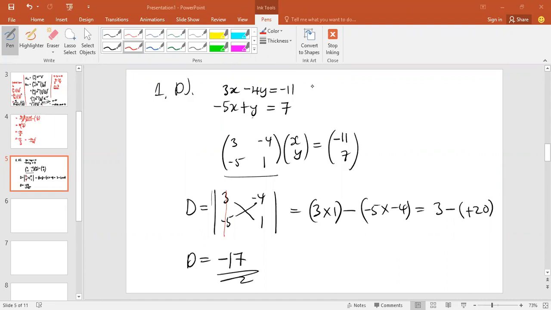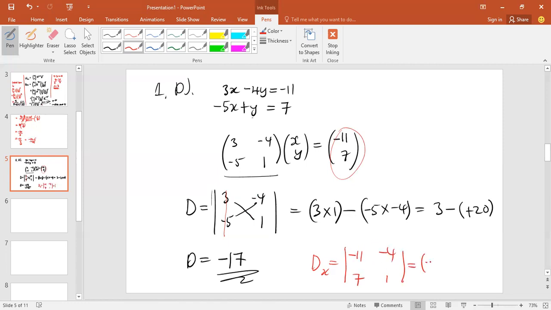So we are saying you replace this column. We replace this column with that. So we are going to come up with a matrix. So we'll call it dx. We call it dx because we are going to replace the x column with the b part. So it will be negative 11 and 7. Then this we maintain. It's negative 4 and 1. Then we shall find the determinant of this same part.